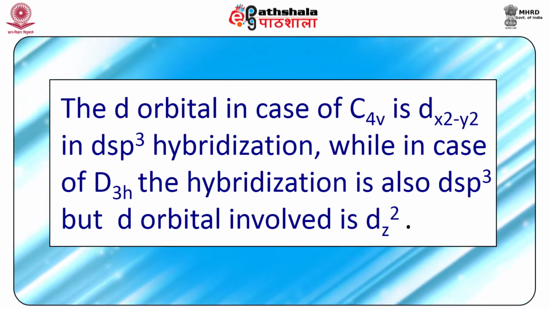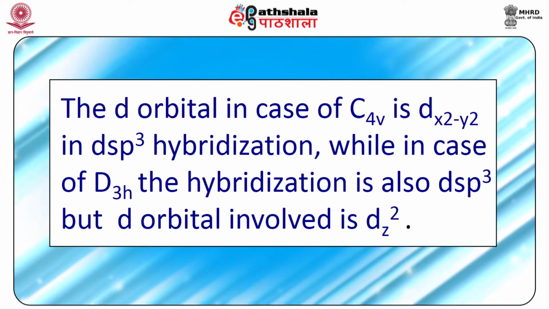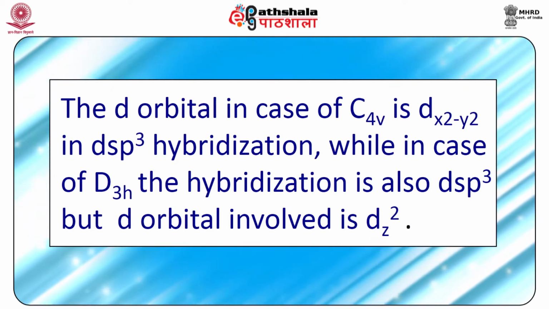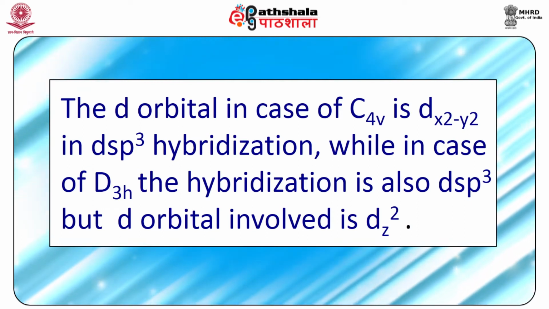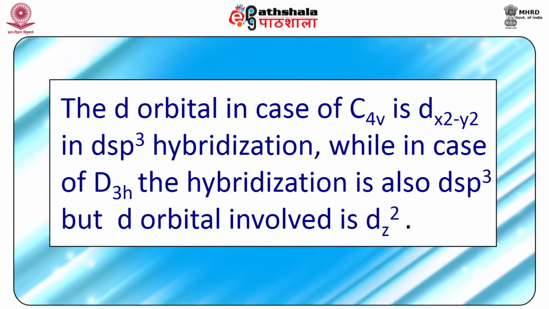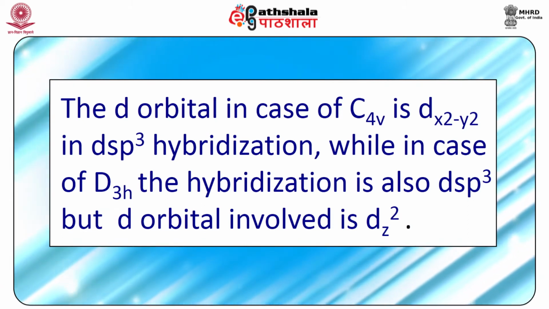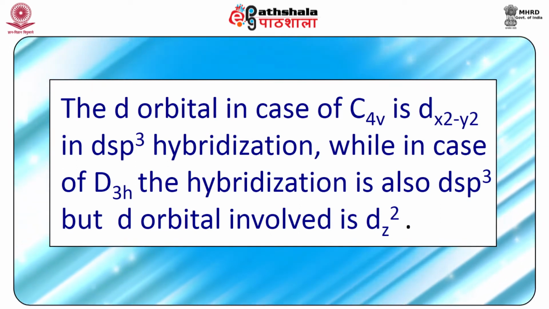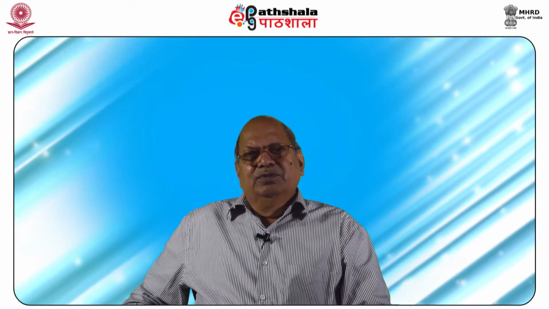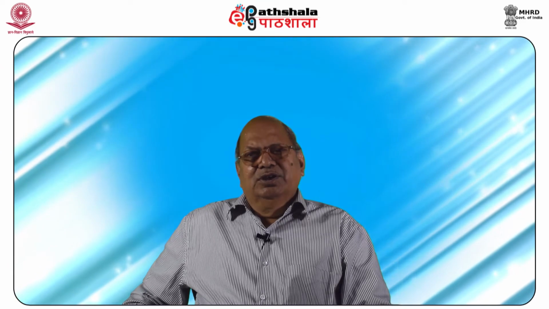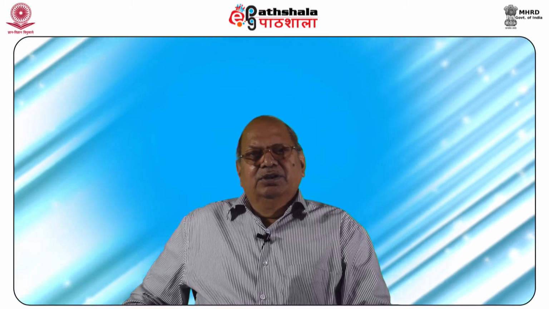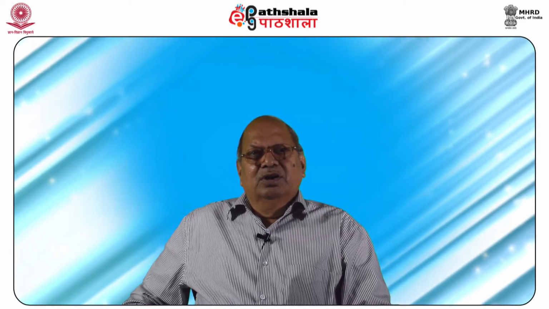The d orbital in the case of C4v is dx square minus y square in dsp3, while in the case of D3h hybridization, there is a d orbital also, that is dsp3, but the d orbital involved is dz square over here. So this is the important difference. In C4v, the d orbital was dx square minus y square. In dsp3, in trigonal bipyramid, the d orbital is the dz square orbital.